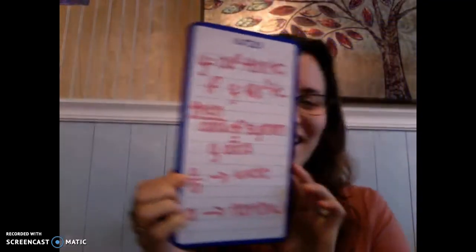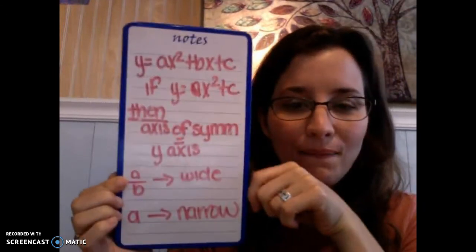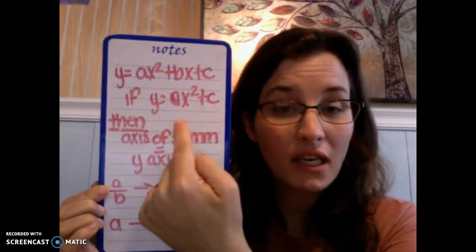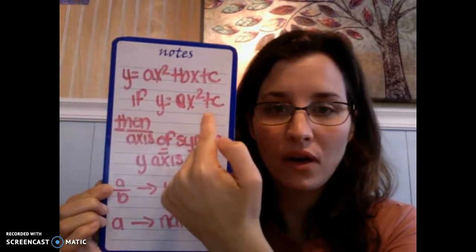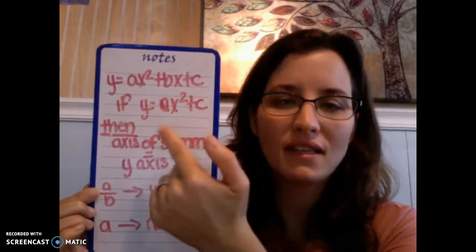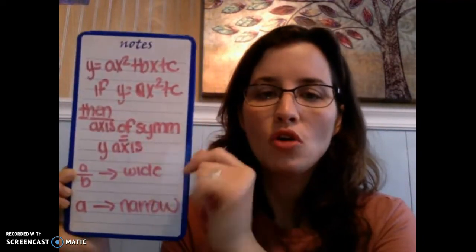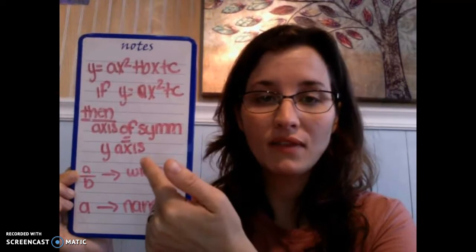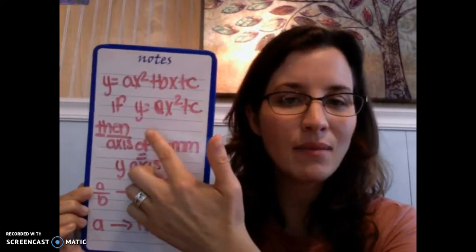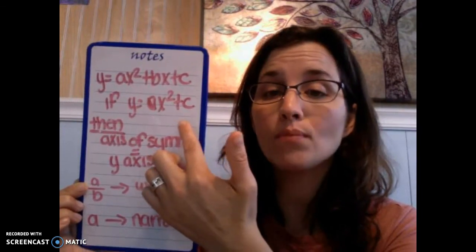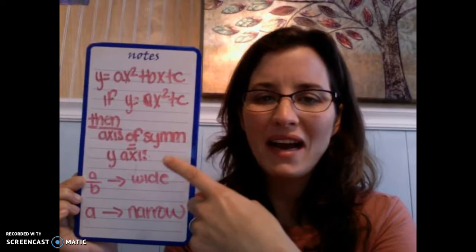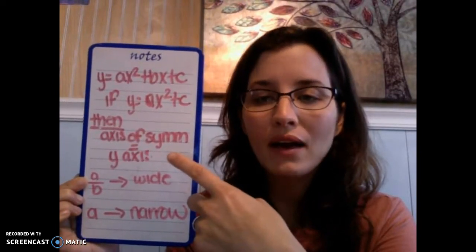All right. To recap, here's my y equals ax squared plus c. Anytime it's in the format of y equals ax squared plus c, or just y equals ax squared, the parent function, then I know my axis of symmetry is the y-axis.